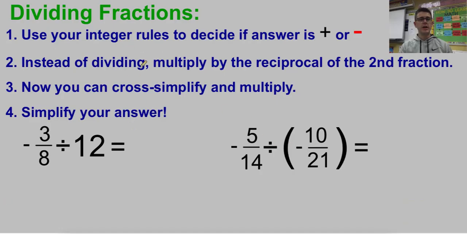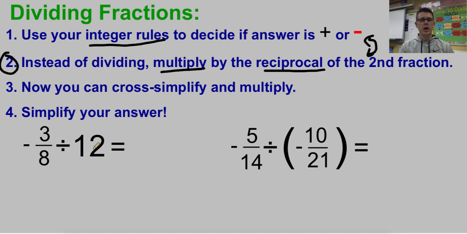So here's our steps, here's our reminders, and it's very similar to multiplying with the exception of our second step. So number 1 is decide if it's going to be positive or negative using your integer rules. Then instead of dividing, you're going to multiply by the reciprocal. That's your upside down version of that second fraction. Then you go ahead and cross simplify and multiply like you would any other time and simplify your answer.